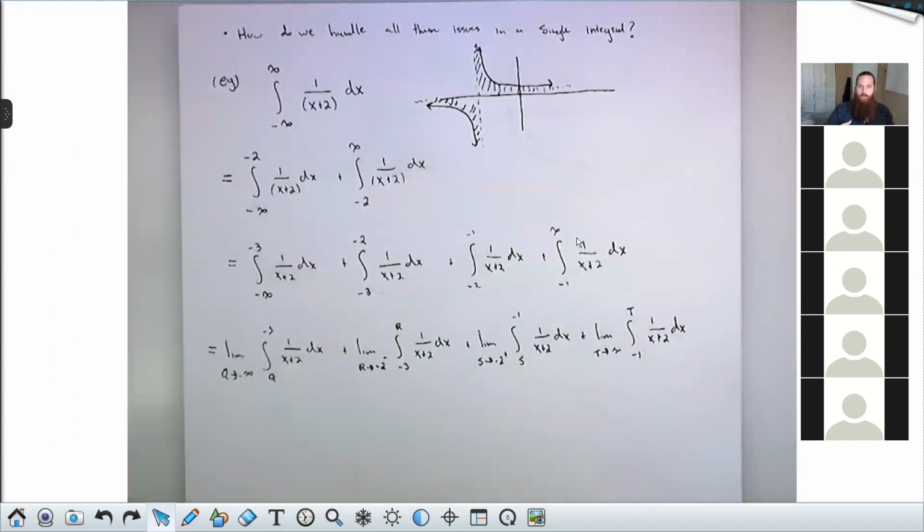And then I solve each of those integrals. And then I take each of those limits. And if any one of those diverges, remember the whole thing diverges. Which means if you were to go ahead and evaluate just this piece and find that he diverged, then you could stop. You wouldn't need to bother calculating any of the rest.